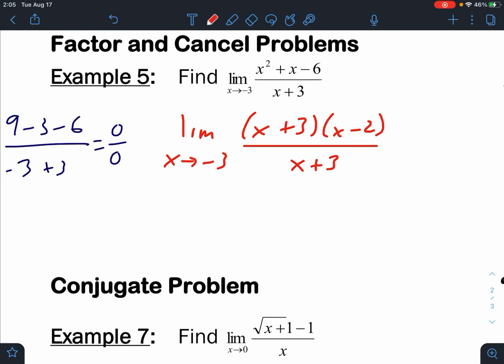Okay, this is the same problem, except we just factor the numerator. And now if we cancel, that's why this is called a factor and cancel problem. We factored it, and then we canceled it, and now we have this.